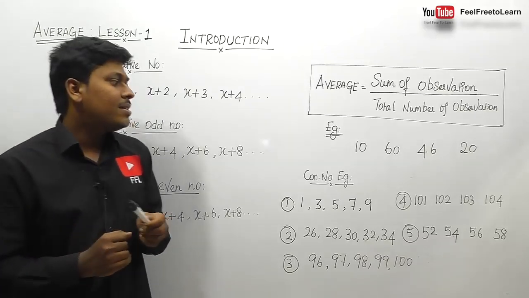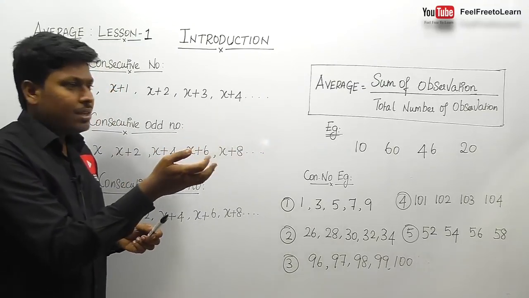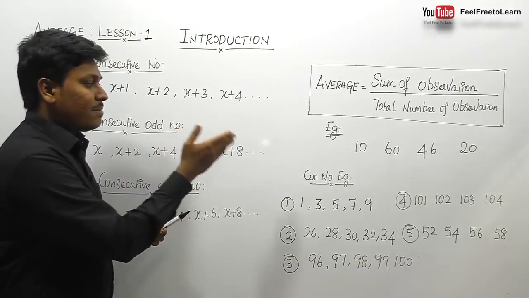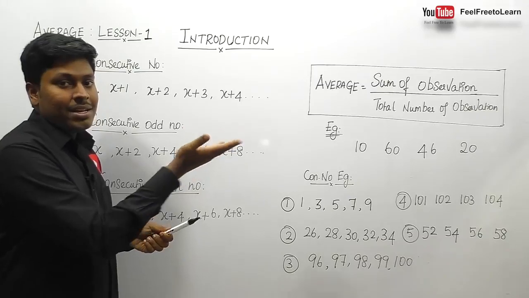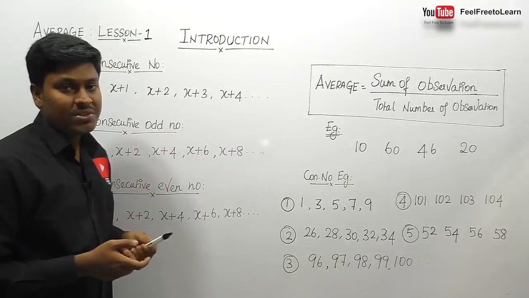For example, if they ask what is the average of these numbers, 10, 60, 46 and 20. If we need to find the average of the numbers, initially we need to add all the numbers, right? So 10 plus 60 plus 46 plus 20, divided by the total number of observations, that is 4. The resultant answer will be the average of these numbers.